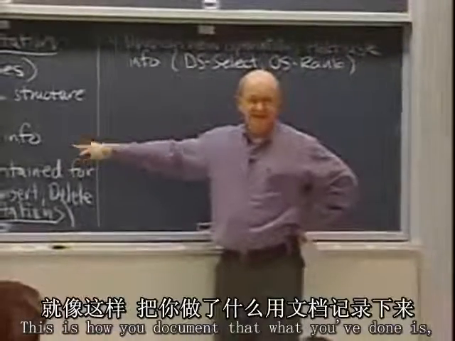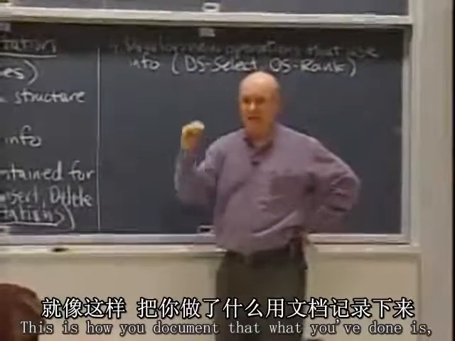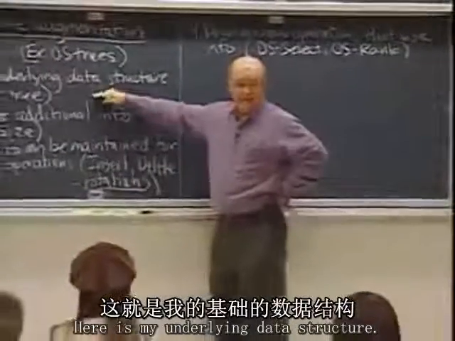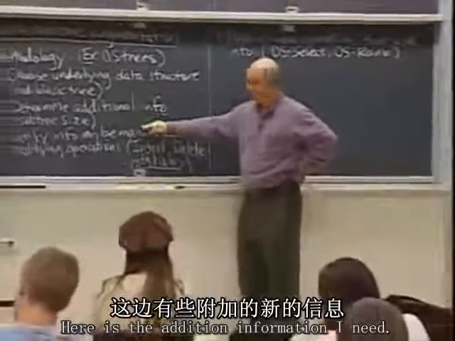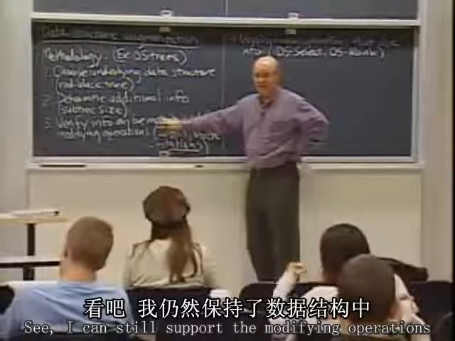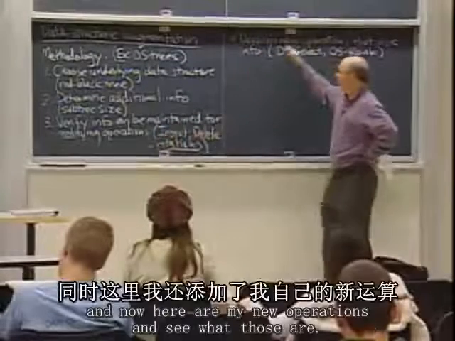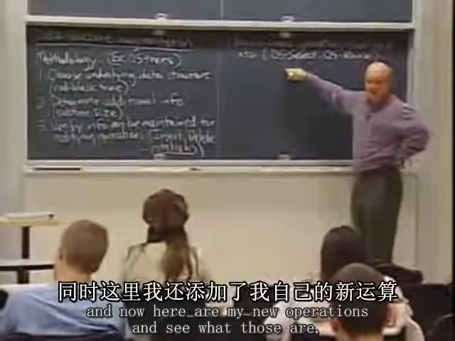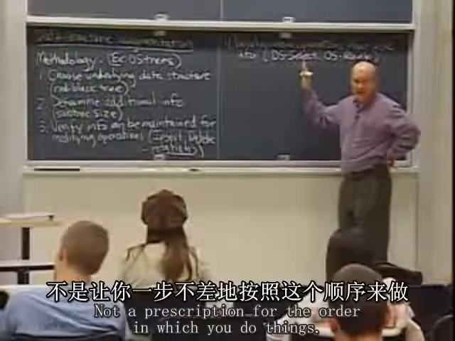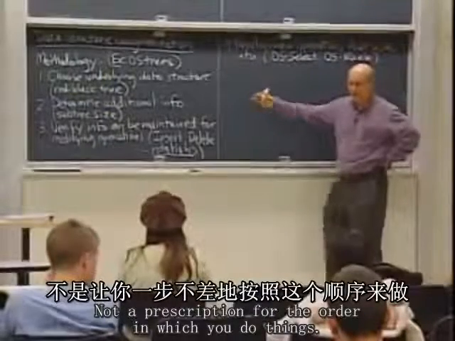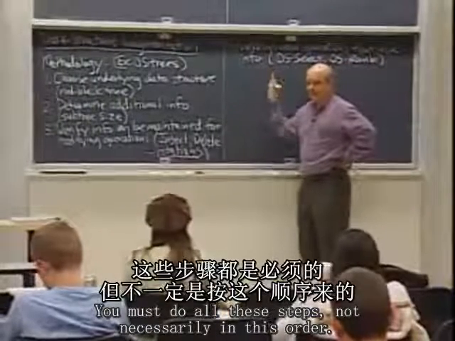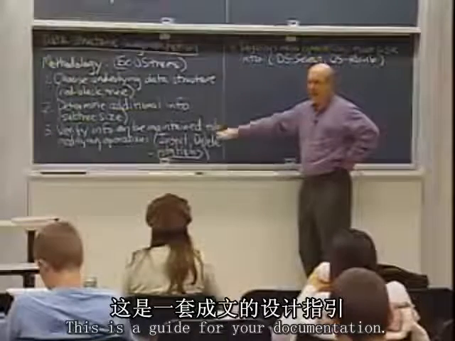This is how you document that what you've done is in fact a good thing. You have a checklist. Here's my underlying data structure. Here's the additional information I need. I can still support the modifying operations that the data structure used to have, and now here are my new operations, and here's what those are. So it's really a checklist, not a prescription for the order in which you do things. You must do all these steps, not necessarily in this order. So this is a guide for your documentation.